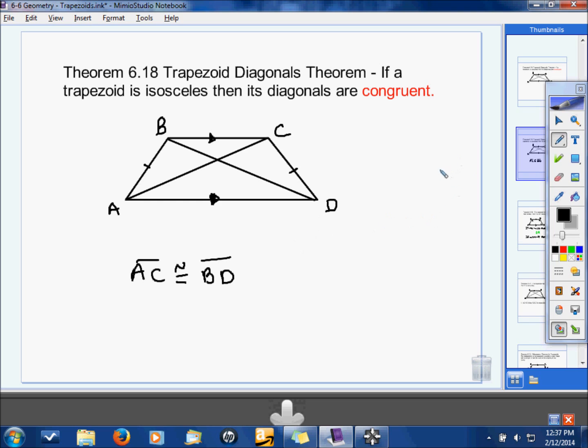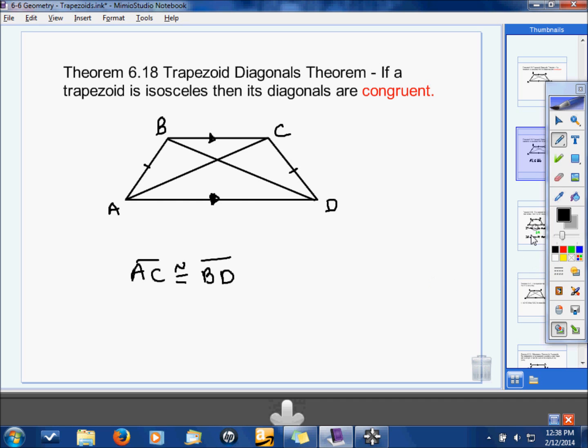Alright, so anyway, just about everybody has that written down. Those diagonals are congruent. And we'll move right along. Wait. Okay, wait. Almost everybody's got it.